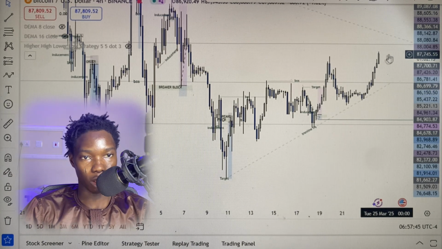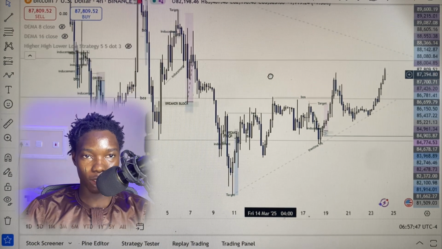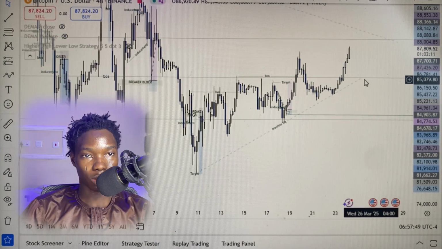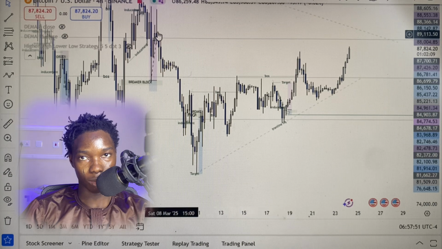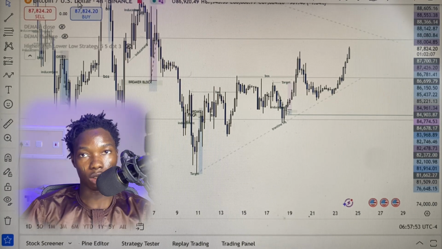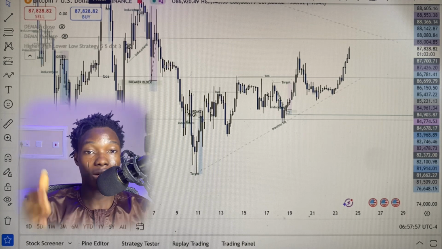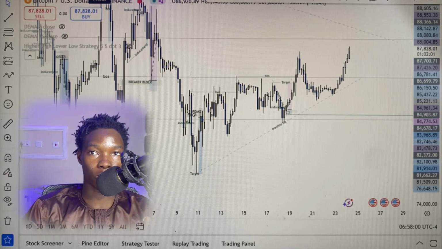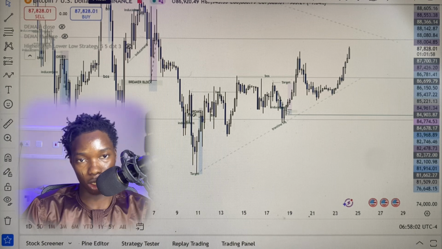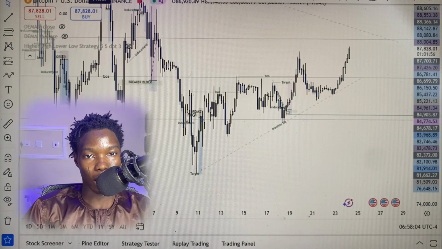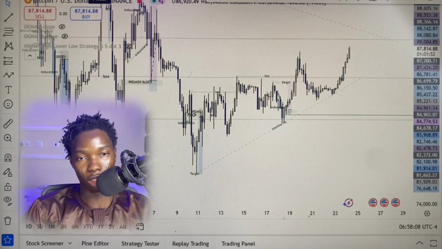After marking out this trend line on my first time frame, the next time frame I head to is the 1 hour time frame, because that is where I get my direction, what the market is doing at the moment. From the 4 hour time frame, I head to a lower time frame, 2 hours or 1 hour, to know what the market is likely to do in the next hour or the next few hours.